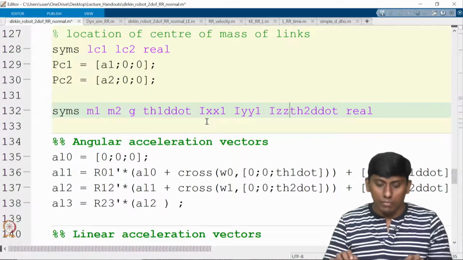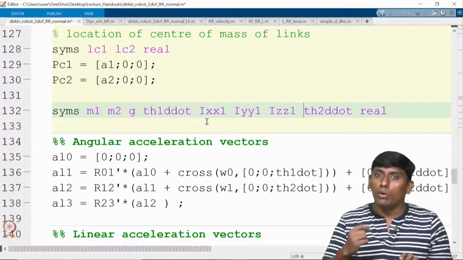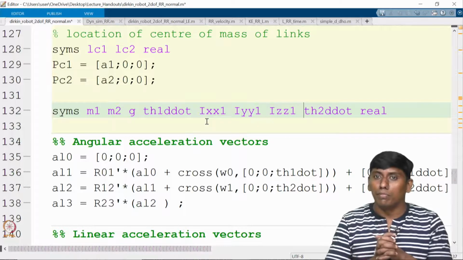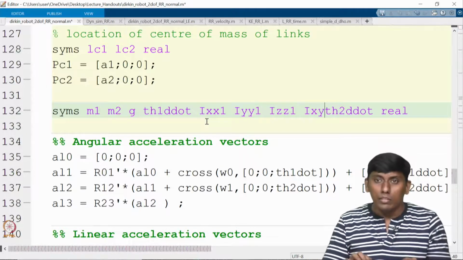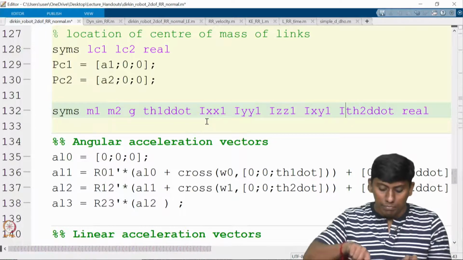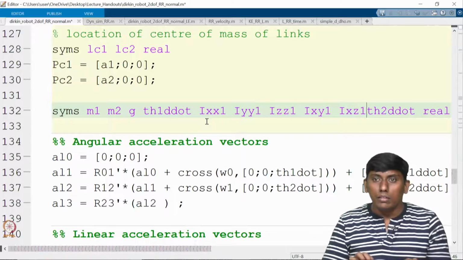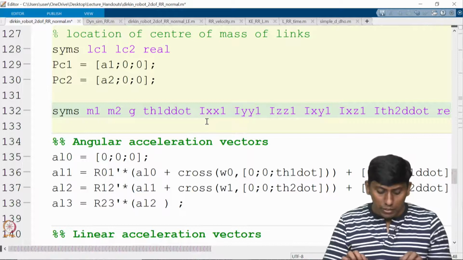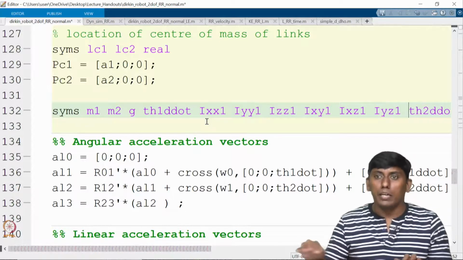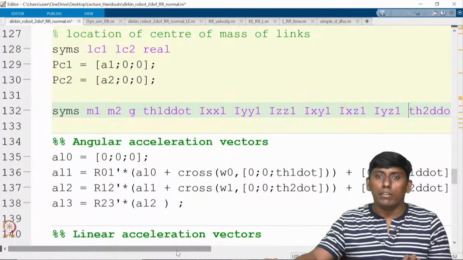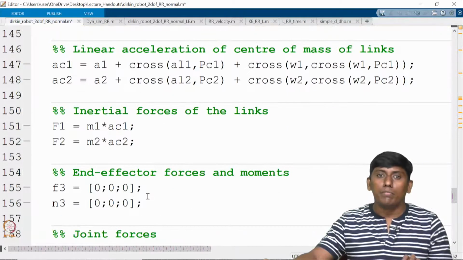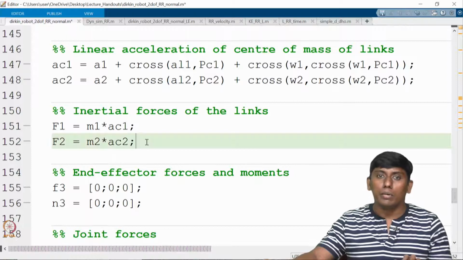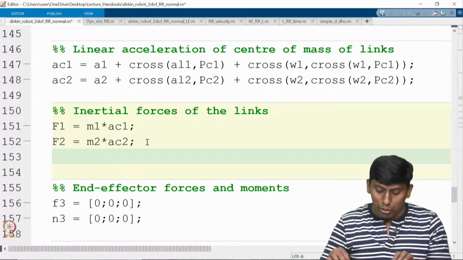I say only link. So now the second moment of inertia is there, and I am also saying that the product of inertia is there. Then y is at 1. So I have included all these terms, these are all real variables. So far we have taken only the inertial force, but right now I have the inertial moment also.